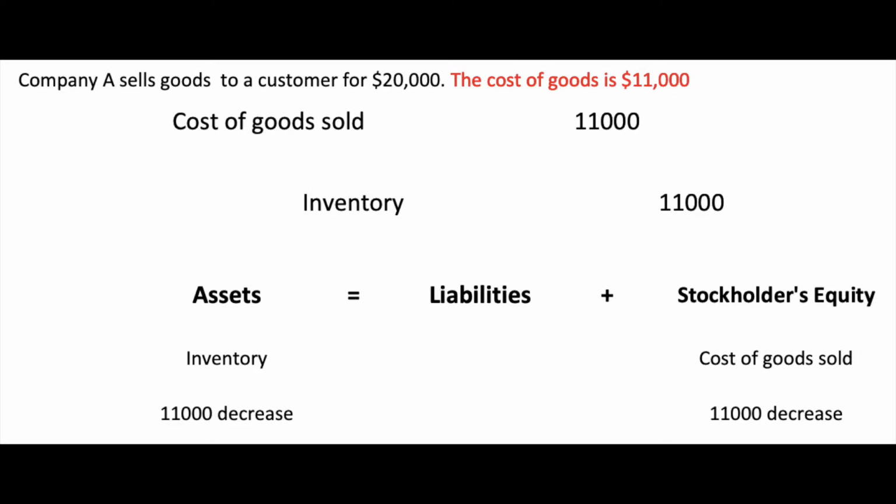Two. Company A sells goods to a customer for $20,000. The cost of goods is $11,000. Prepare the accounting entry. The appropriate entry would be a debit to cost of goods sold for $11,000, with a corresponding credit to inventory for $11,000. Assets decrease by $11,000, and stockholders' equity is decreased by the $11,000.